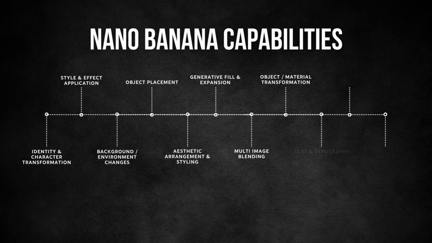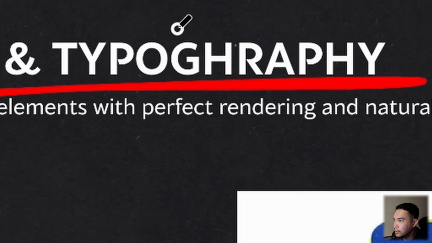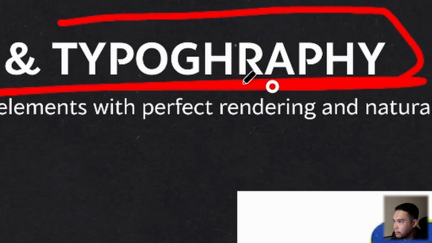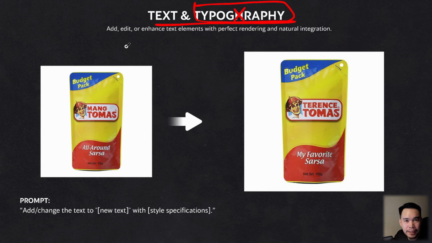Next capability is text and typography, which is actually pretty funny because this is about text and typography and I have a freaking typo here. Typography. So yeah, Nano Banana should have created these slides, right? But okay, so basically Nano Banana is super good with text and you can add, edit, or enhance text elements with perfect consistency and it looks super natural.